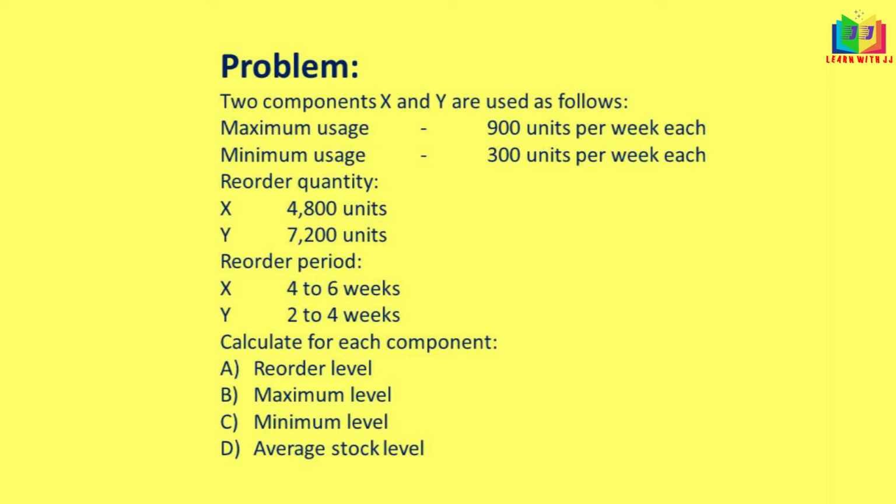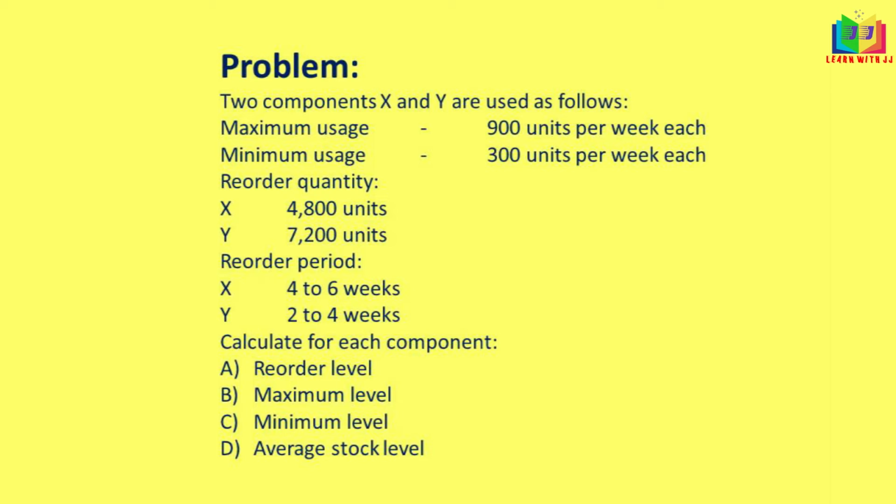Two components X and Y are used as follows. Maximum usage 900 units per week each. Minimum usage 300 units per week each. This each means for both X and for Y. And next one is reorder quantity. For X it is given 4800 units and for Y it is 7200 units. Reorder period for X it is 4 to 6 weeks and for Y 2 to 4 weeks. Calculate for each component reorder level, maximum level, minimum level, average stock level.